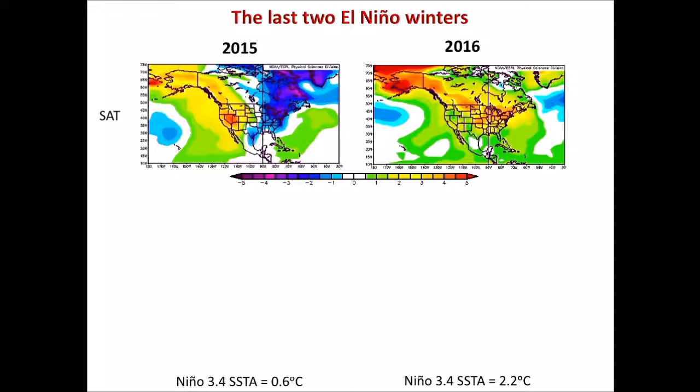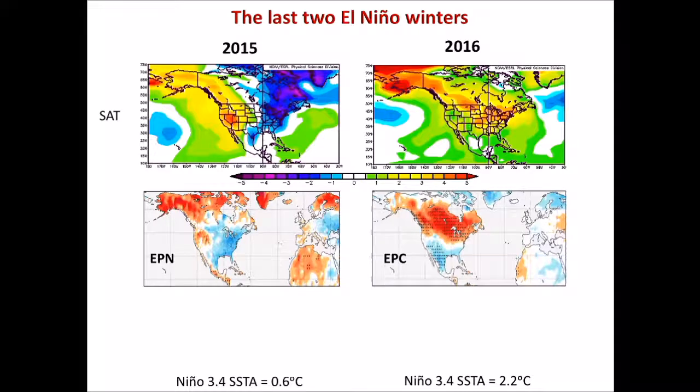Then 2015, 2016 was basically very warm over virtually all of North America. So in terms of classification, 2014, 2015 would be a non-convective Eastern Pacific event, whereas 2015, 2016 would be a convective Eastern Pacific event. And in terms of temperature, you can see there are some notable similarities here.